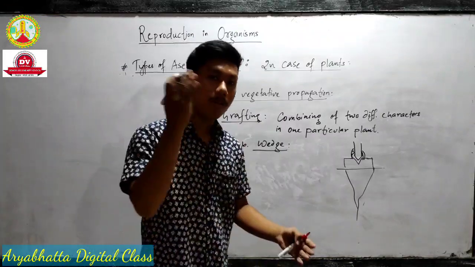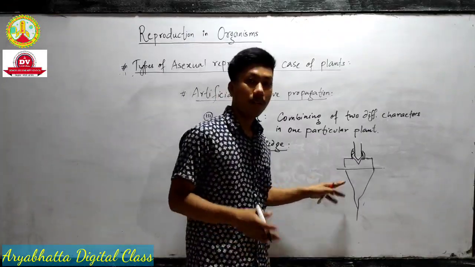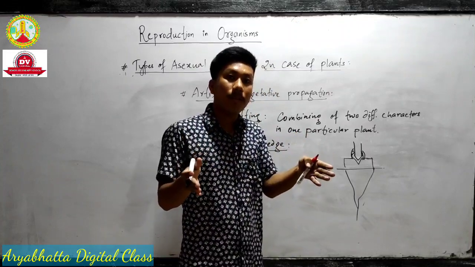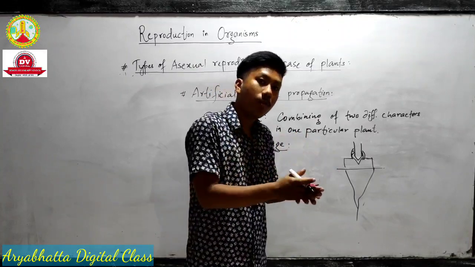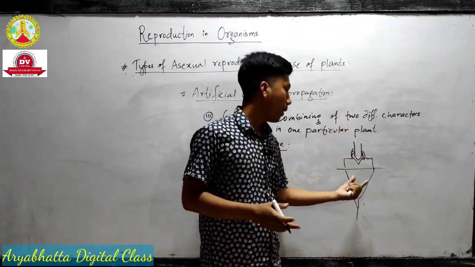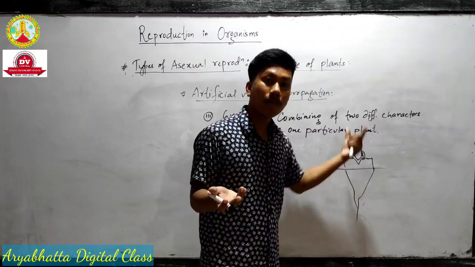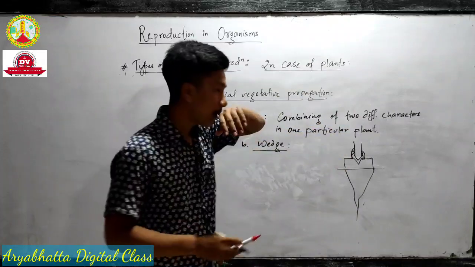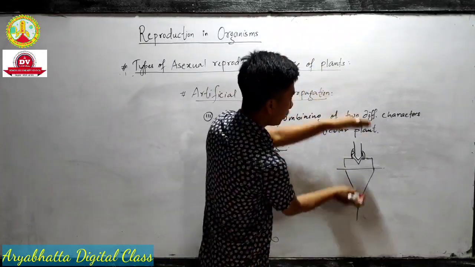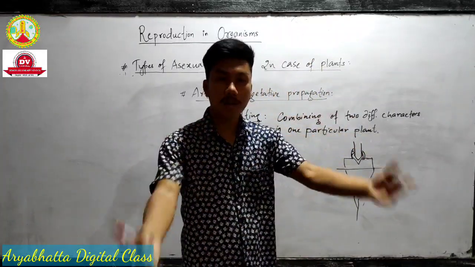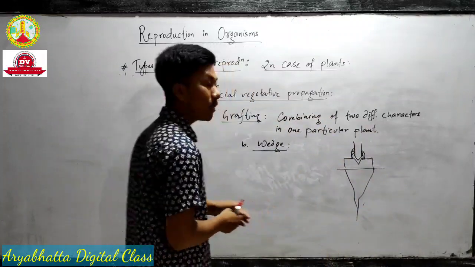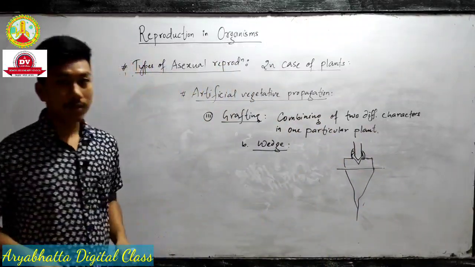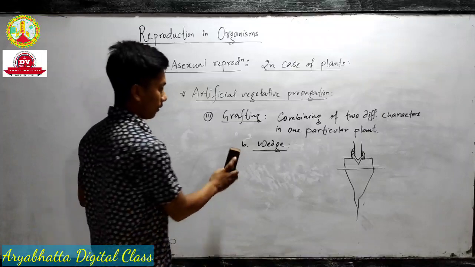The method is the same. The only difference is that in wedge grafting we work on a bigger stem region. We cut a wedge-shaped structure, place our desired stem on it, and fuse it with the soil along with the plastic bag. After some days and weeks, we find the two stems fused together and new characters develop, and a hybrid plant is produced. So this process is wedge grafting.